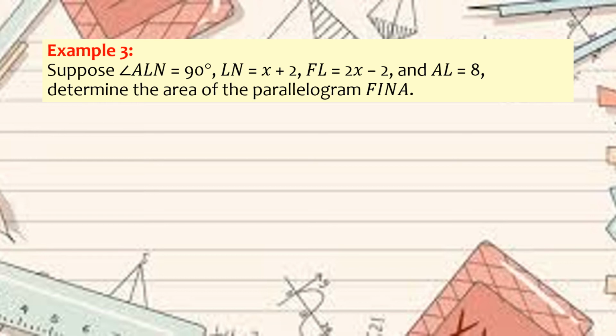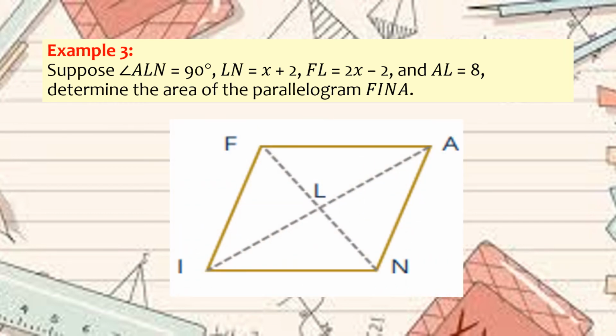For our last example, suppose angle ALN is equal to 90 degrees, LN is equal to x plus 2, FL is equal to 2x minus 2, and AL equals 8. Determine the area of the parallelogram FINA. So, let us analyze first our figure.